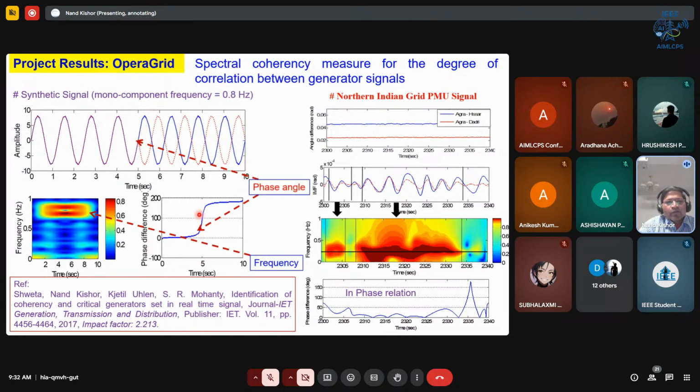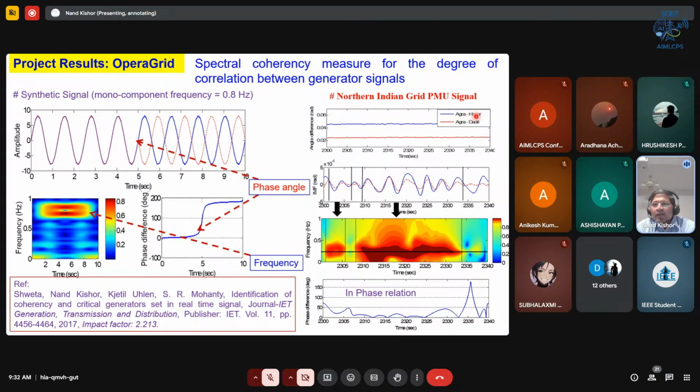So at this instant of time, you can see that there is a phase shift, and with the methodology that we have developed, we are able to indicate in real time what the phase shift between the signals could be here. So during this time, there was a complete overlap. However, at this instant, there was a phase shift. We applied this technique on a synthetic signal corresponding to the 0.8 hertz mode of oscillations, and then we applied it on data that we can get from the Indian grid.